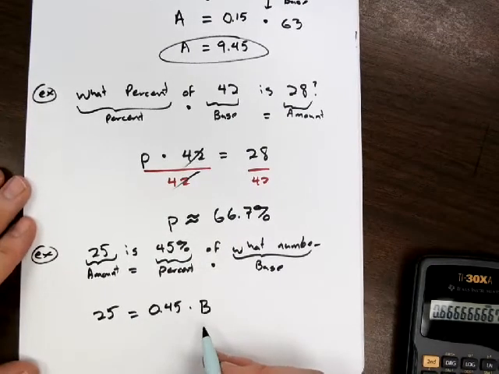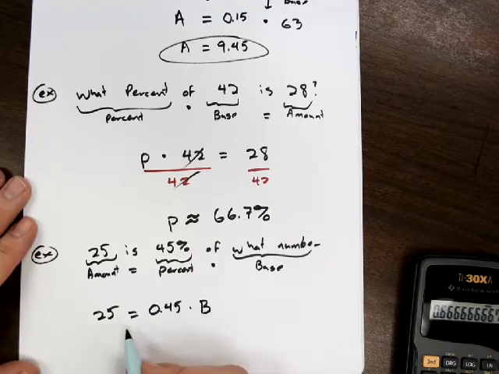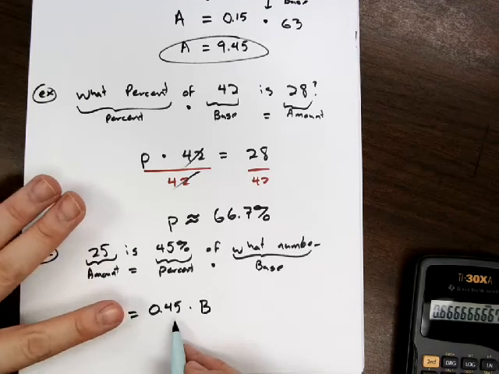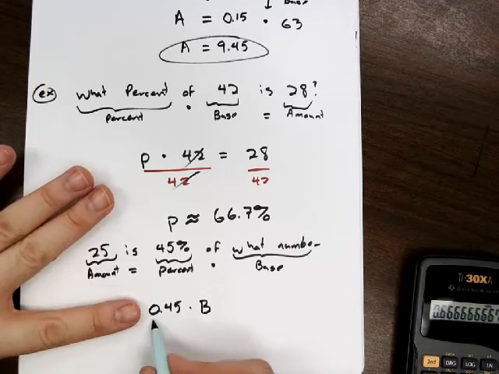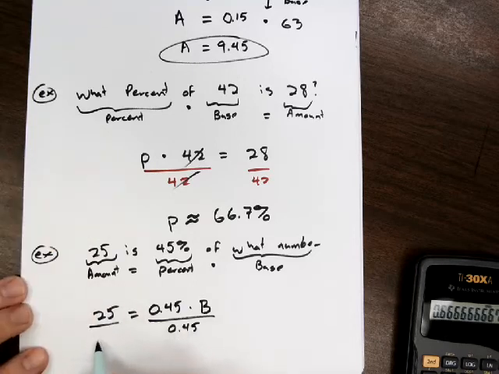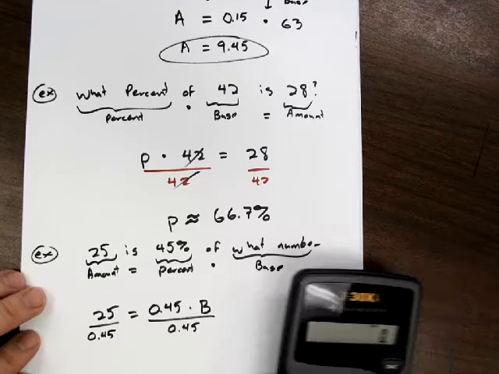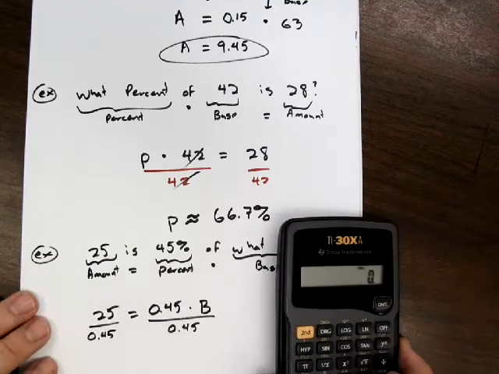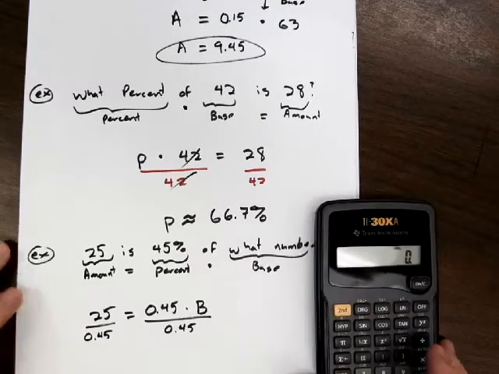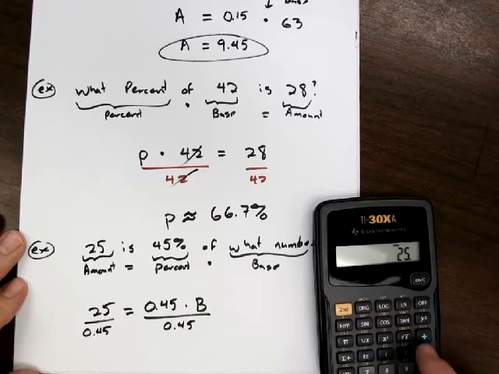Let's go ahead and solve. Here I need to isolate this b. So in order to do that, I need to divide. On this side, I just need to divide by this 0.45. What I do to one side, I do the same thing to the other, 0.45. So looking at that, I would just end up saying 25 divided by 0.45.